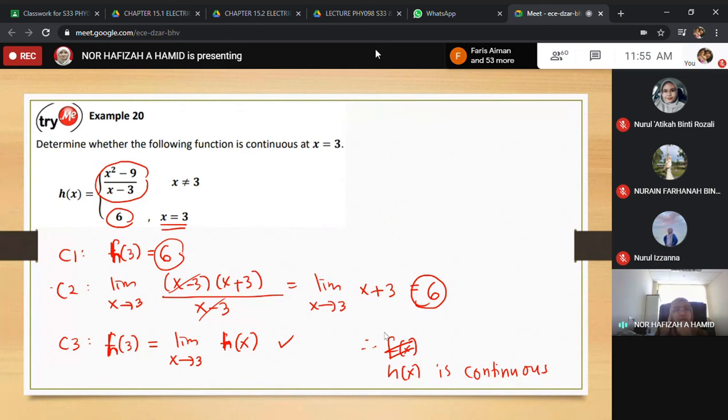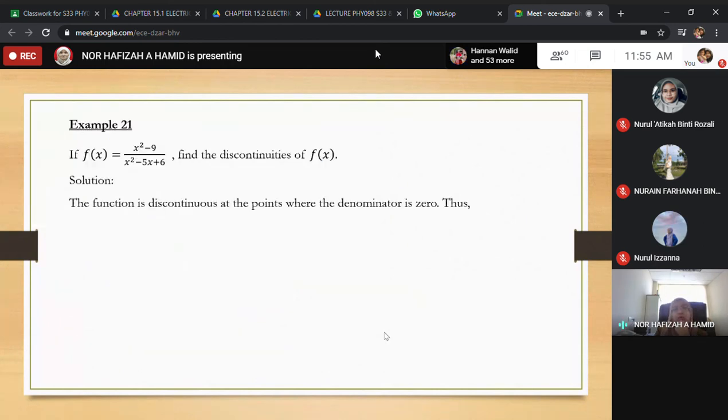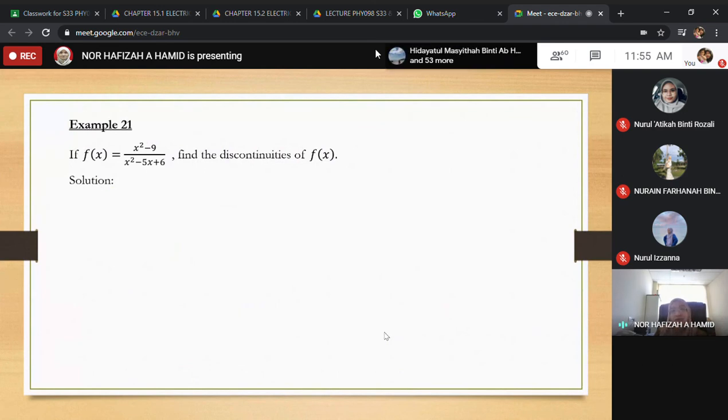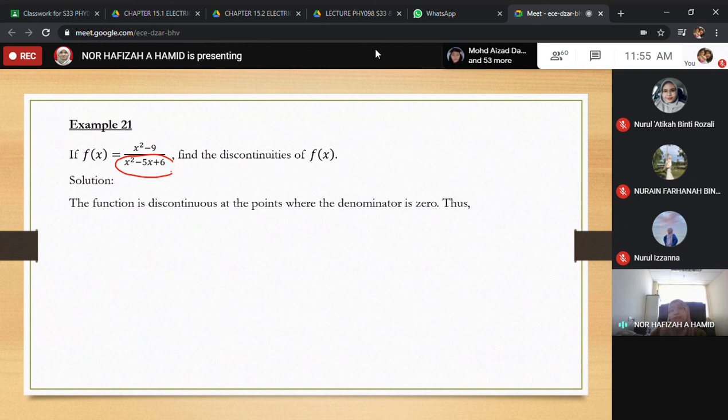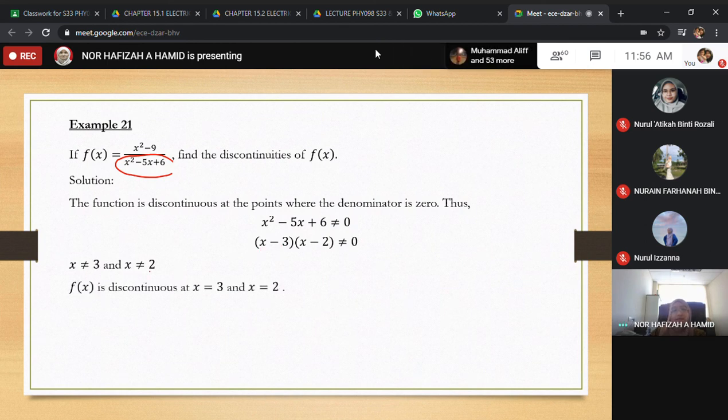Okay. So yang last ini. So ni you nak determine. You are given function. Lepas tu you nak determine mana point yang tak continuous. So biasanya kalau ada fraction, kalau based on theorem, you nak calculate point yang tak continuous bila denominator dia 0. Okay. So sebab tu you ambil denominator je. So you ambil denominator, you factor kan. So not equal to 0, so you dapat x dia equal to 3 and x equal to 2. So fx ni is discontinuous at x equal to 3 and x equal to 2.